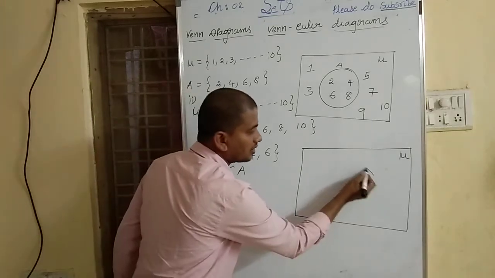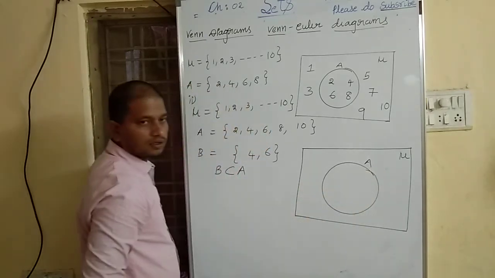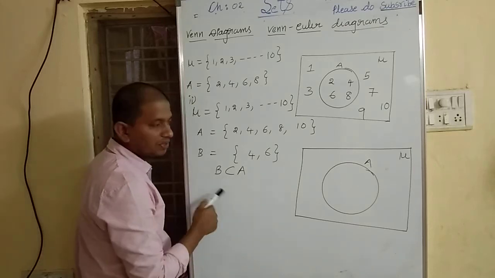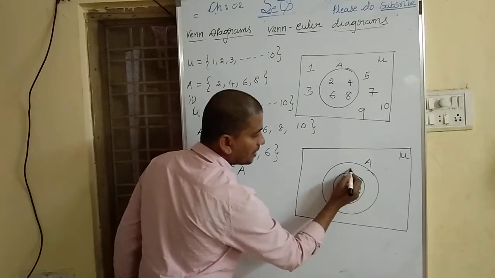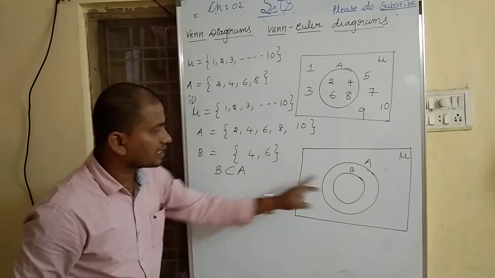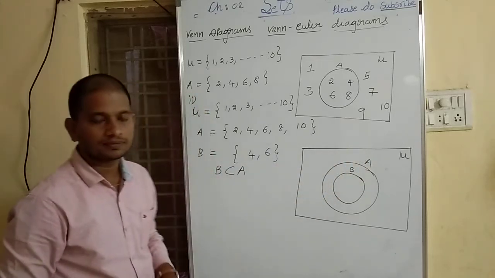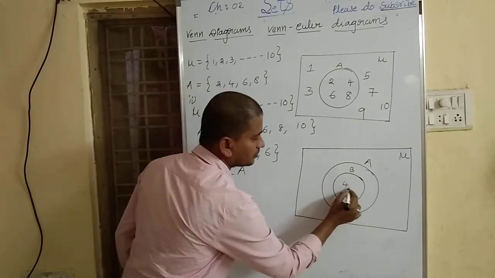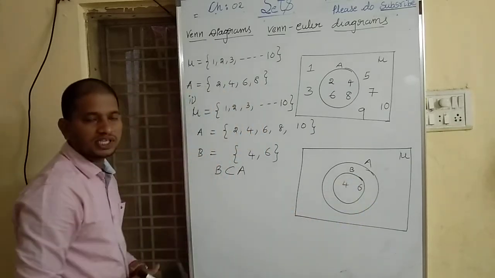See students, this is our A. B is a subset of A. Then I can write like this, I mean set B. See, this is the way to represent a subset. Set B is also there in set A. What are the elements of set B? 4, 6. Elements of set B are 4, 6.